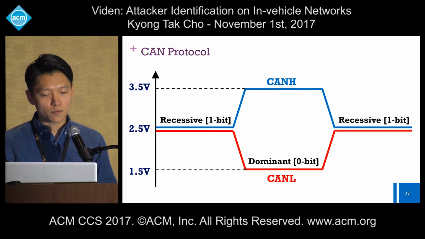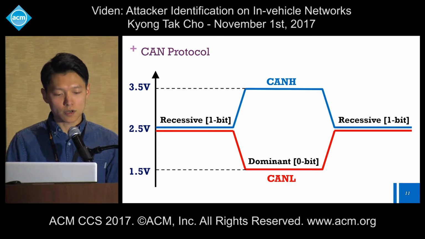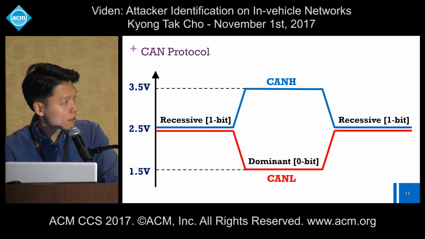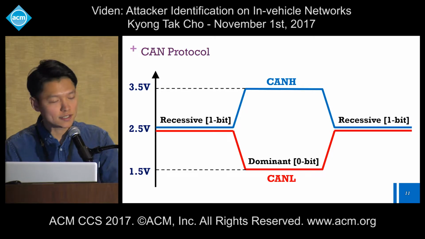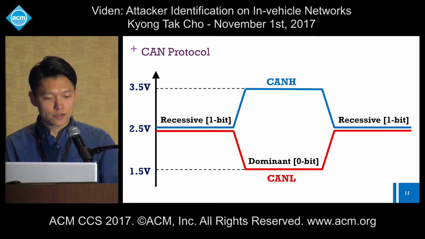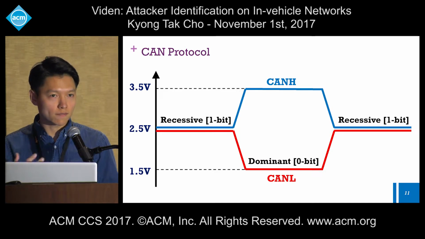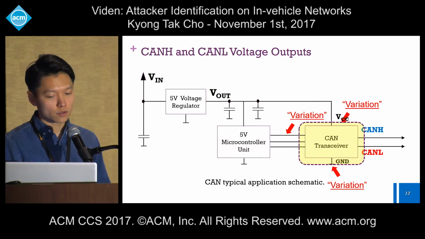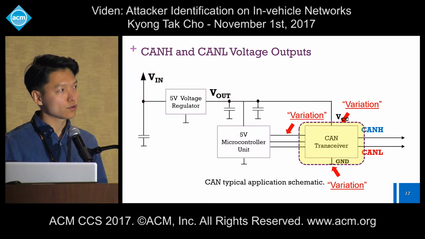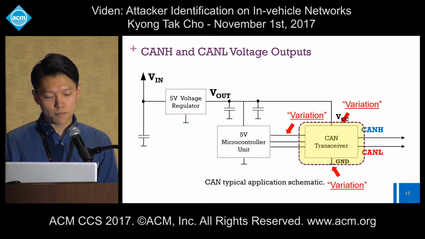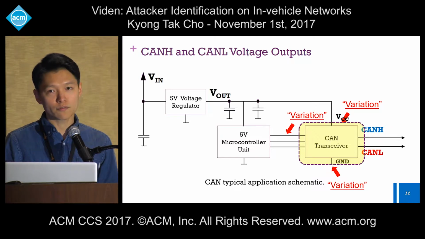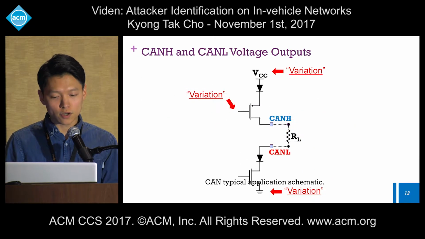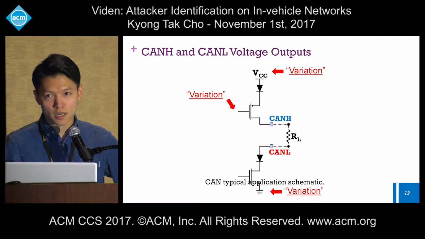And if it wants to send a 0 bit, it drives those voltage lines to 3.5 volts and 1.5 volts respectively. To output these voltages, this is how a normal CAN ECU looks. There's a 5-volt voltage regulator making the 5-volt input for the microcontroller and the transceiver, and using that voltage, they operate and output the intended voltages. But the interesting fact we captured in achieving fingerprinting is that we look at variations that might occur from the regulator stage up until the actual CANH and CANL output.